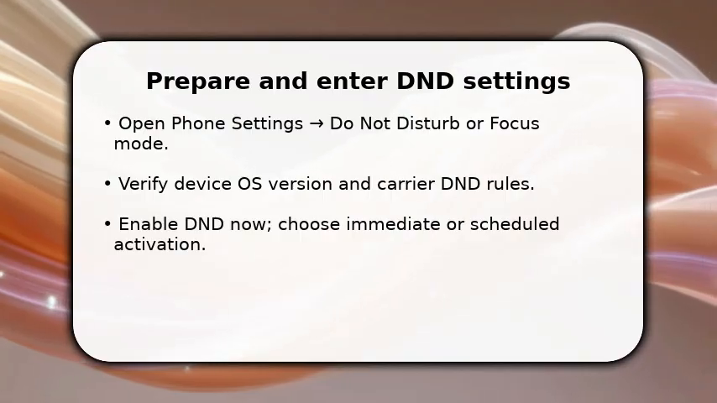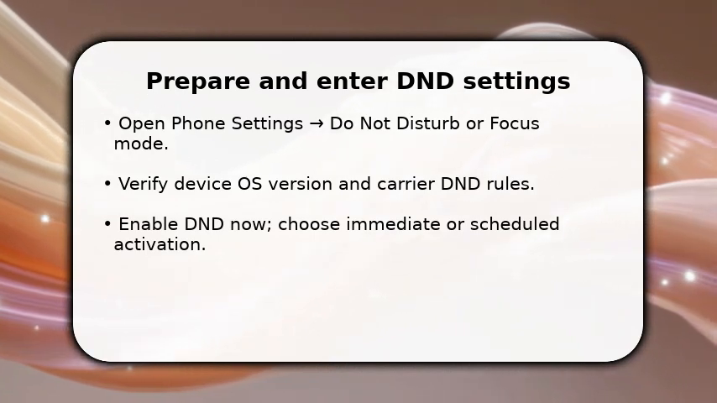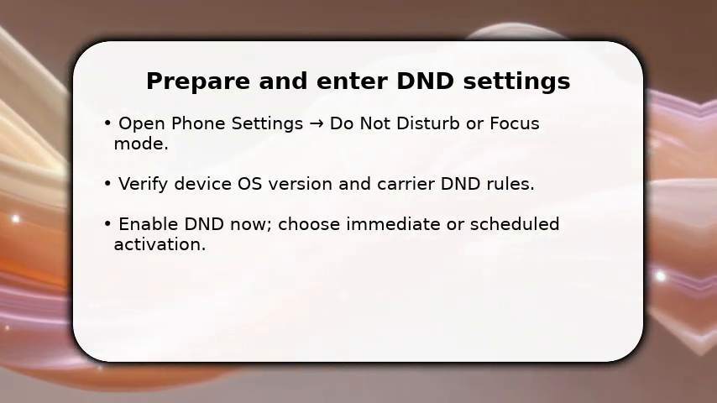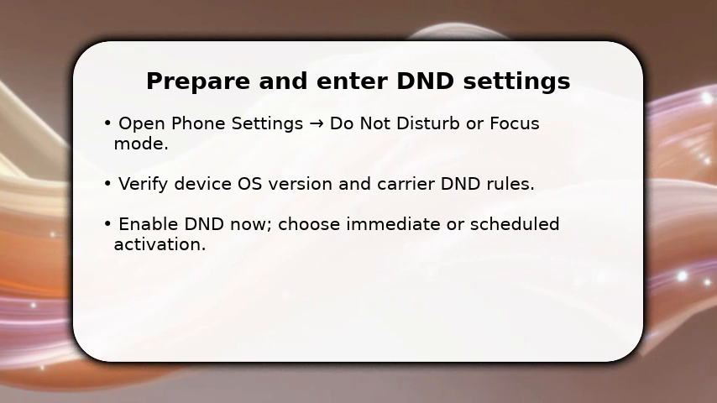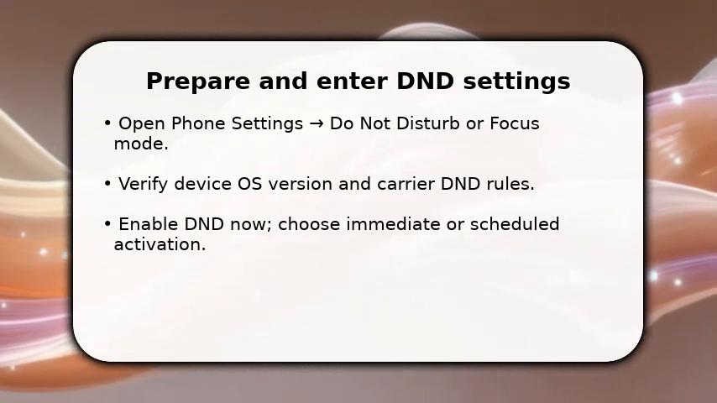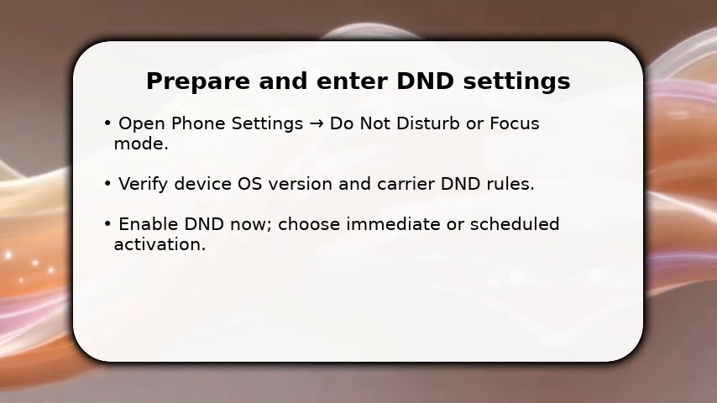You start by opening Settings and going straight to Do Not Disturb or Focus. You must confirm your OS version and whether carrier level DND applies. This affects options you'll see. Once done, enable DND immediately so calls are silenced while you adjust exceptions.